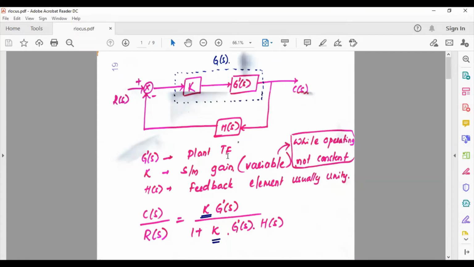So let us make it clear before proceeding. H of s is obviously a feedback element, and most of the time it is unity. Why it is unity, I will make clear again. Suppose you are riding a bicycle, your eyes will act as a sensor.